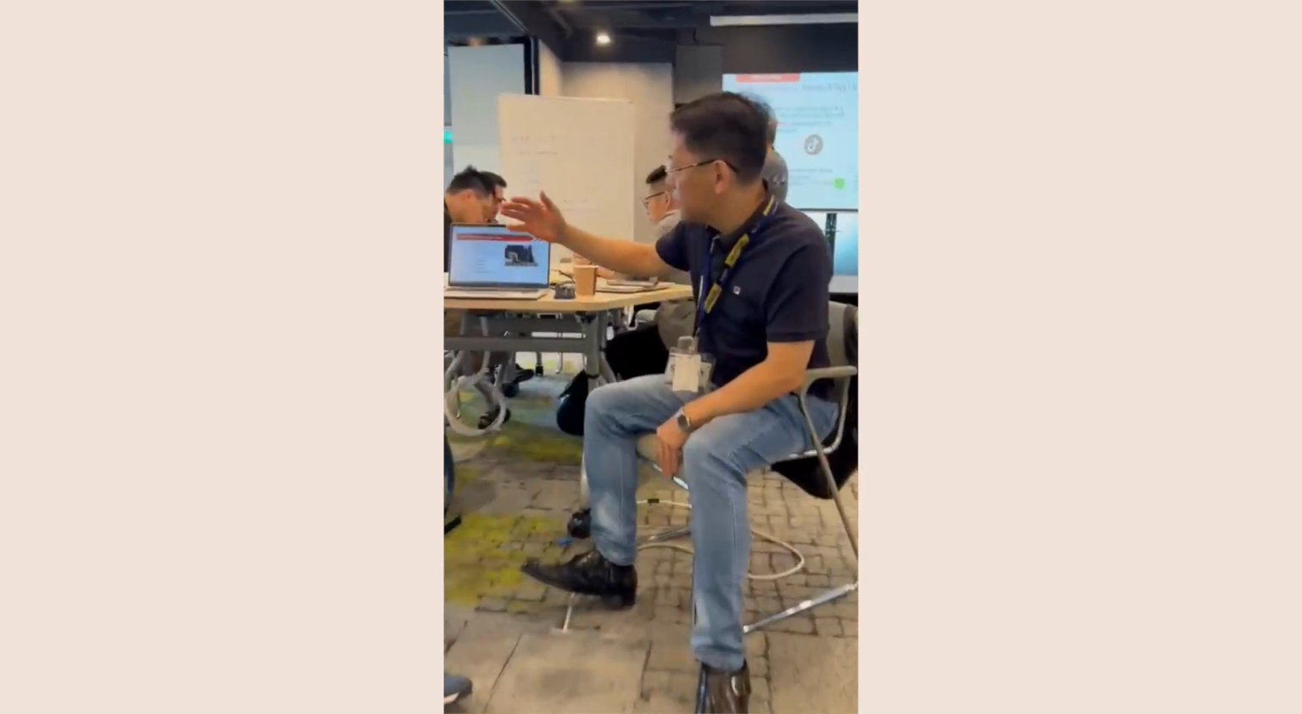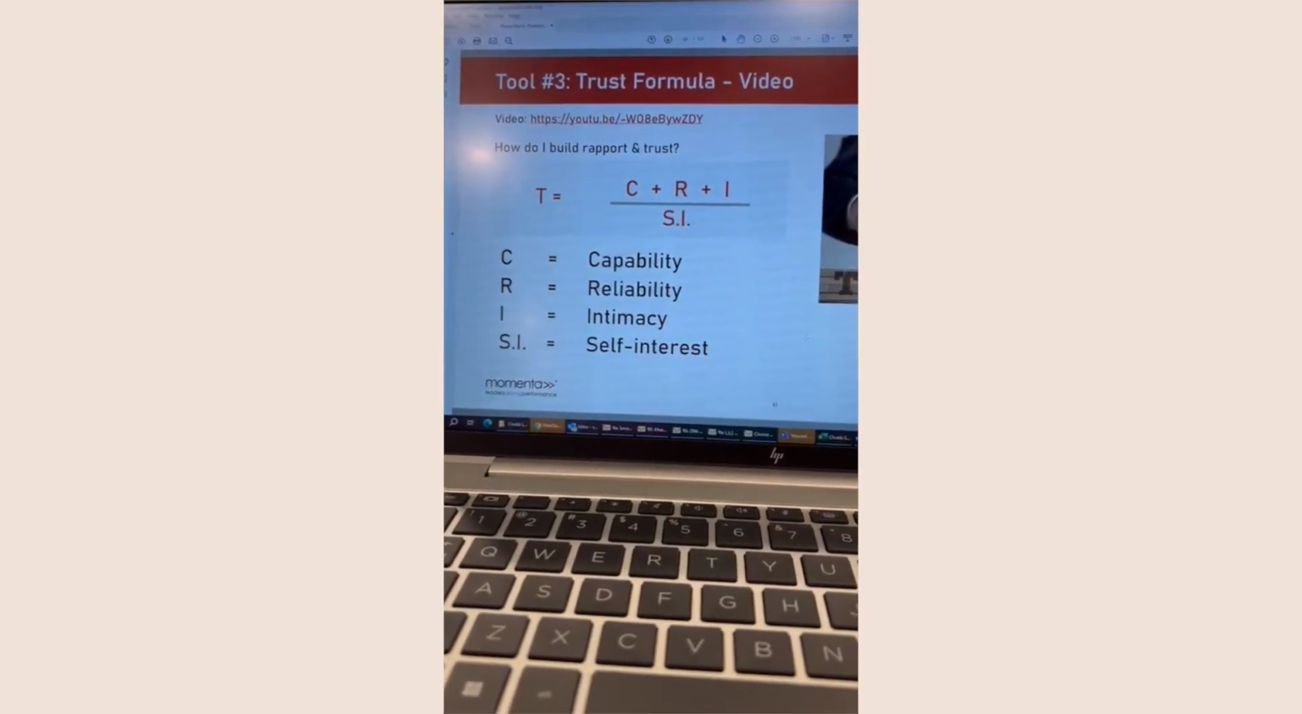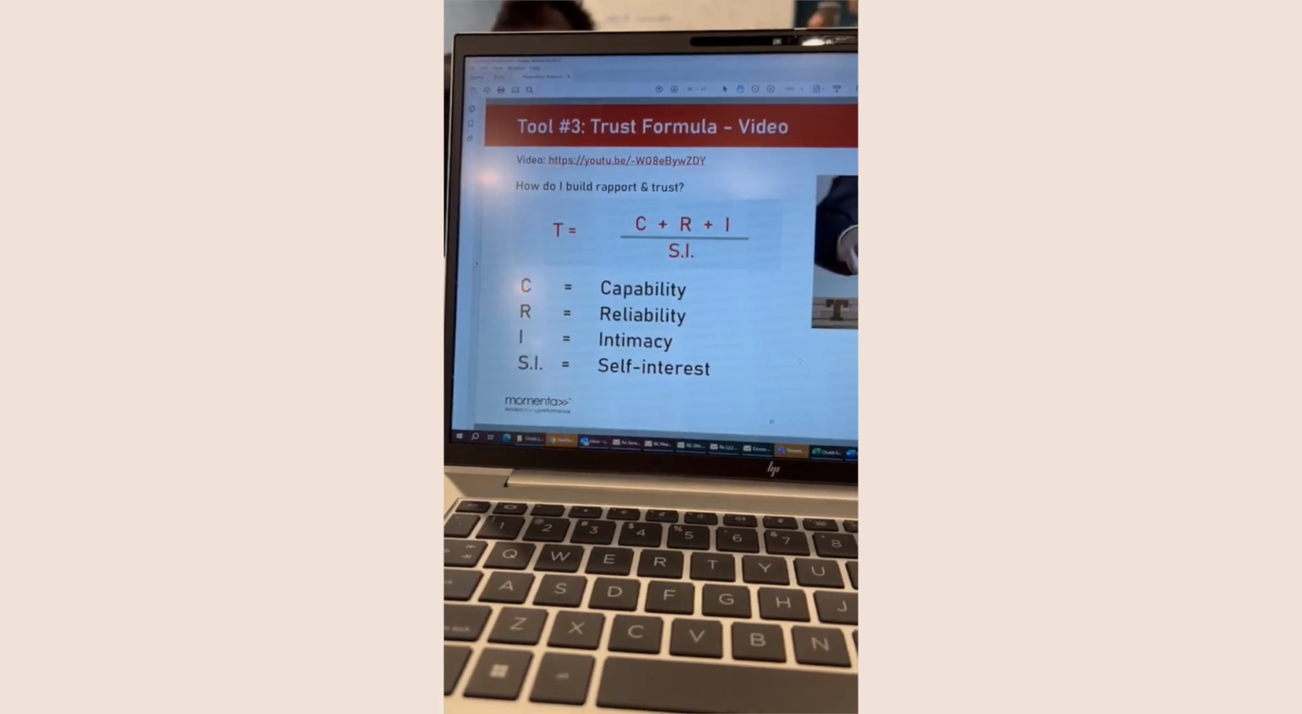All right, let's go. Hi, good morning, everybody. We are going to share with you what we learned yesterday about the trust formula. May I know what it's all about from Stanley? Okay, the trust formula is here. It is equivalent to capability, reliability, intimacy, and self-interest.